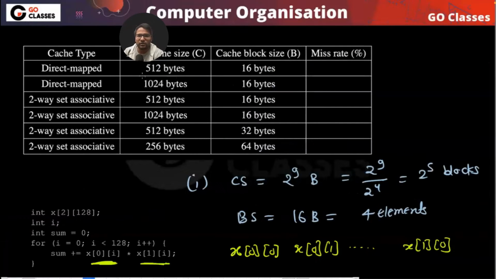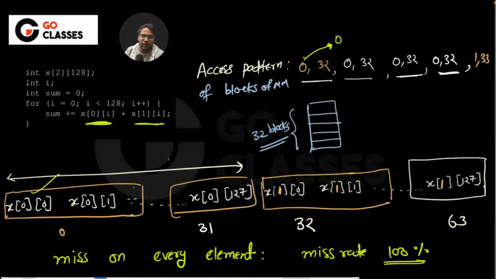They are saying that if you double the cache size, how is this helping you? Is the miss rate getting halved, getting one third, or what is happening? This is part B.